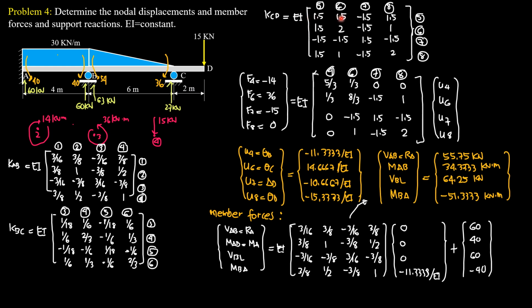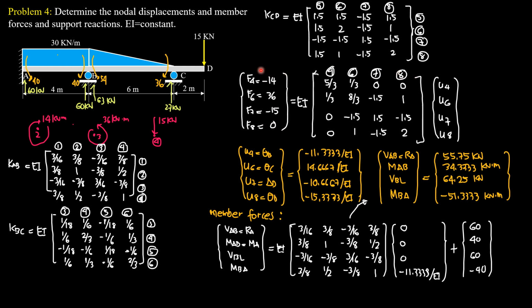Finally, KCD: 12 over 2 cube is 1.5. 6 over 2 square is also 1.5. The negative of this value, then copy that cell there. Copy 1.5. 4 times 1 over 2 is 2. Then the negative of this value, 1/2 of 2 is 1. The negative of the first row, then second row copied, interchange positions. So this is 1 here, 2 there. So that completes it. So the unknowns are U4, U6, U7, U8.